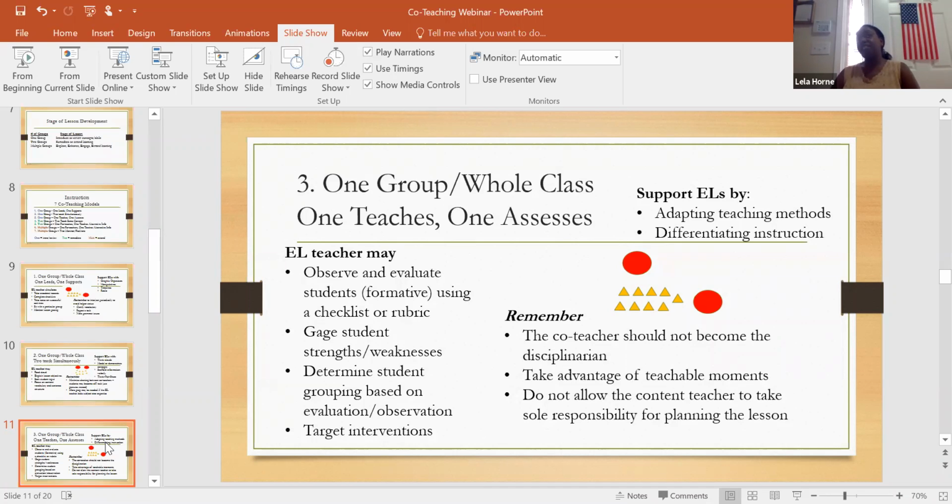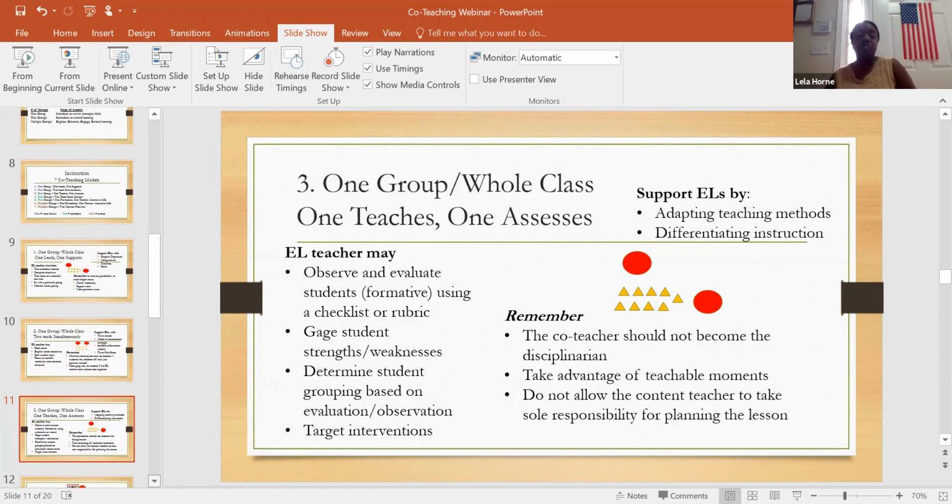I'm trying to assess where students are, whether they're participating in class. I'm trying to determine what the next grouping should be. And at that point in time, I do need to take a step back and allow the content area teacher to focus on the lesson while I observe and take an informal assessment.